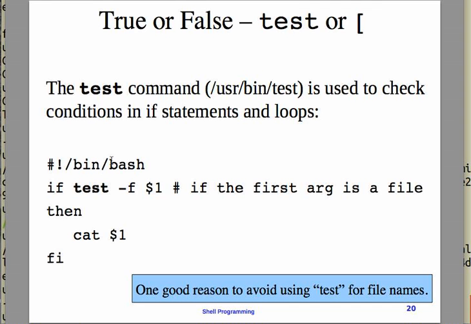Okay, so you could have used if open square bracket space -f $1, and it has to be in that order. You can't say $1 -f. It has to be if test -f $1 with spaces in between, or if open square bracket space -f $1, like we had in the other script. Okay, so this is one good reason to avoid using the name test in file names, because test is also basically a command that you can have in your scripts.